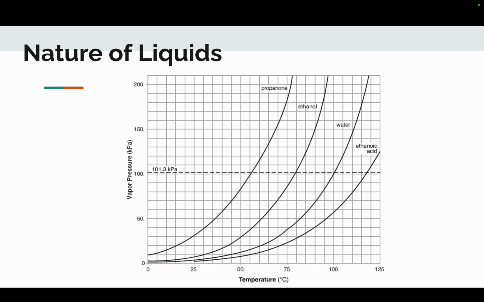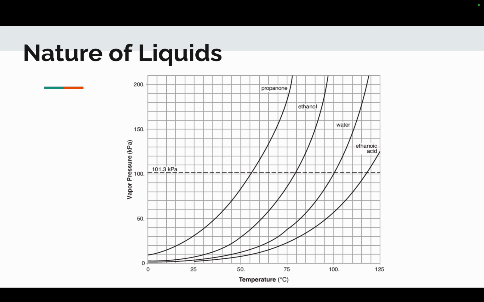Now, let's say where we are in this room right now, this is at a standard pressure. This means that water will boil at 100 degrees Celsius because the vapor pressure of the water at 100 degrees Celsius matches the atmospheric pressure of my room, 101.3 kilopascals. Now, because this matches, water will start to boil.